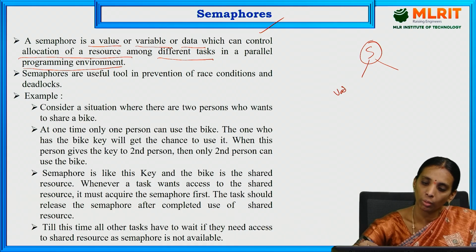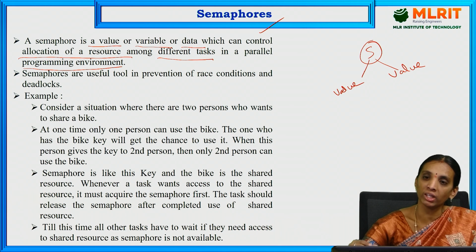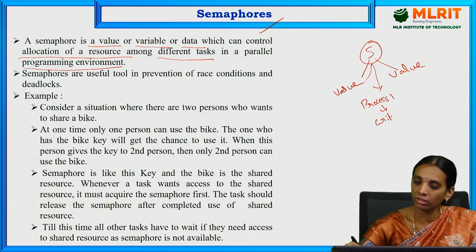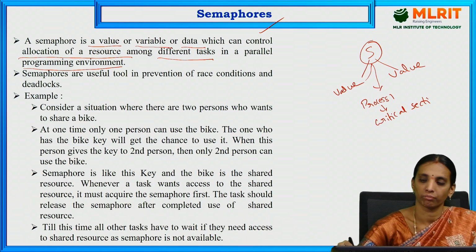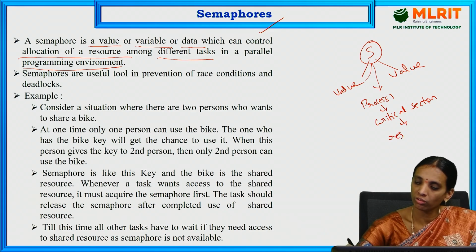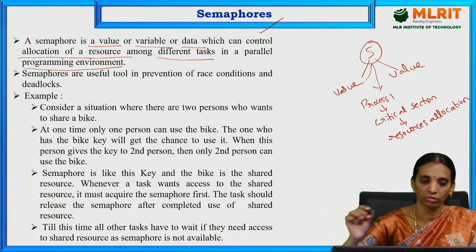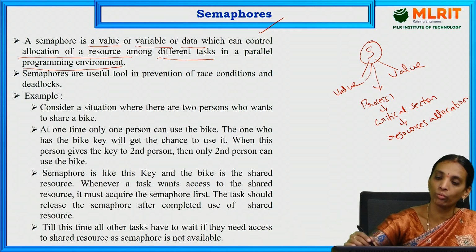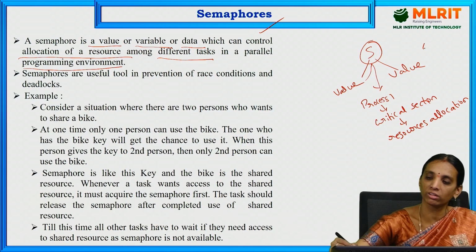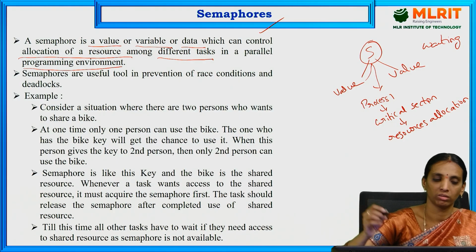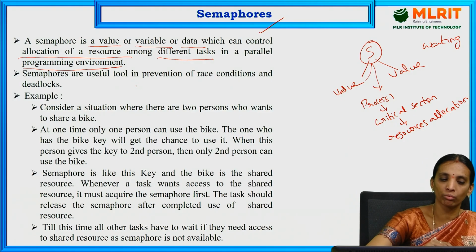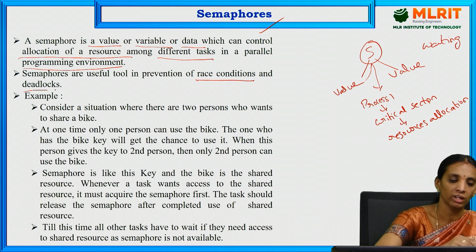Whenever that value is assigned to the semaphore, that process enters into the critical section, and all the resources are allocated to that process, and it moves all other processes to the waiting state. So here the semaphores are a useful tool for prevention of race conditions and deadlocks.